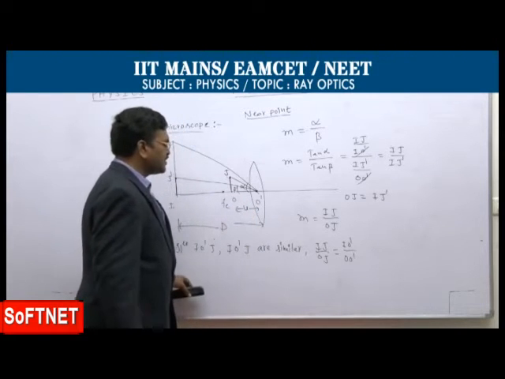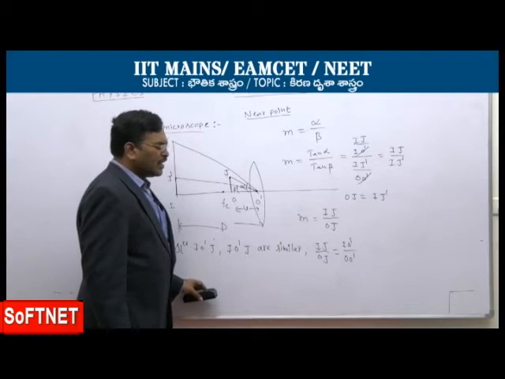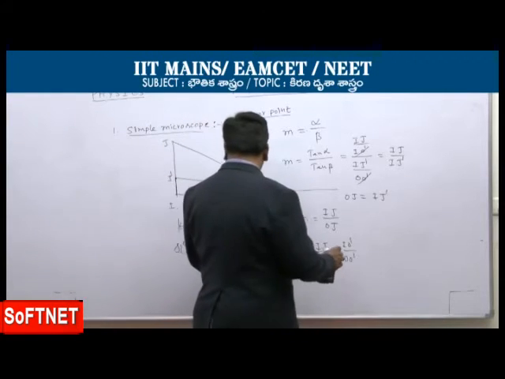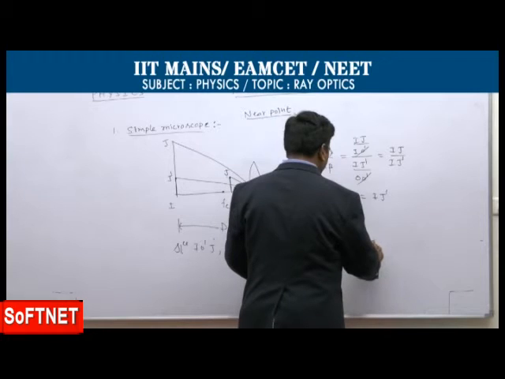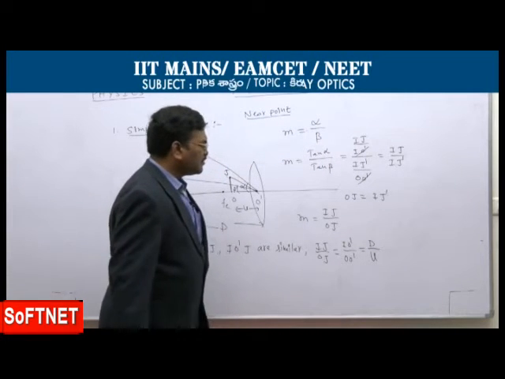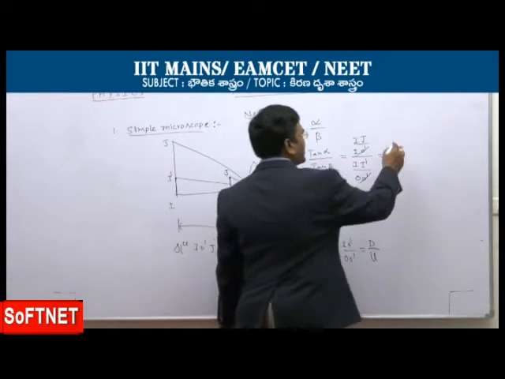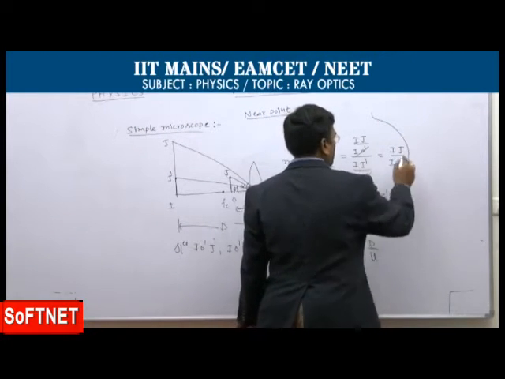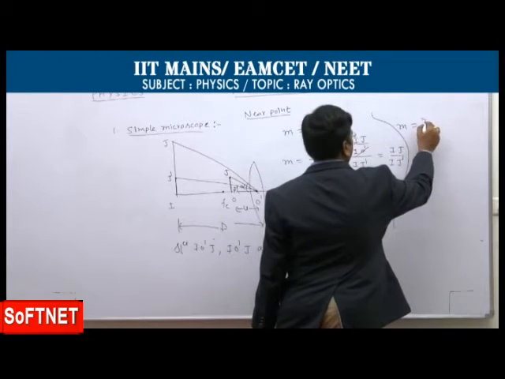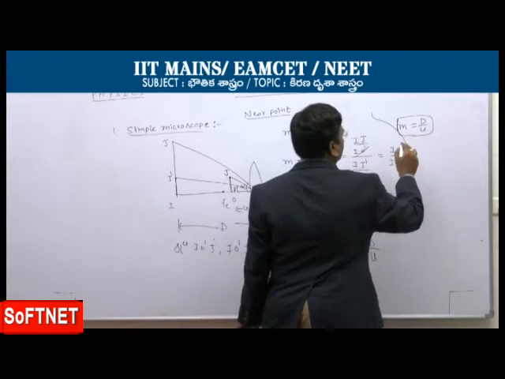Initially the object is at Oj. Here what is the object distance? U. IO' is d. Now OO' is U. Here what are we getting now? Magnification. From this, magnification is equal to d by u.